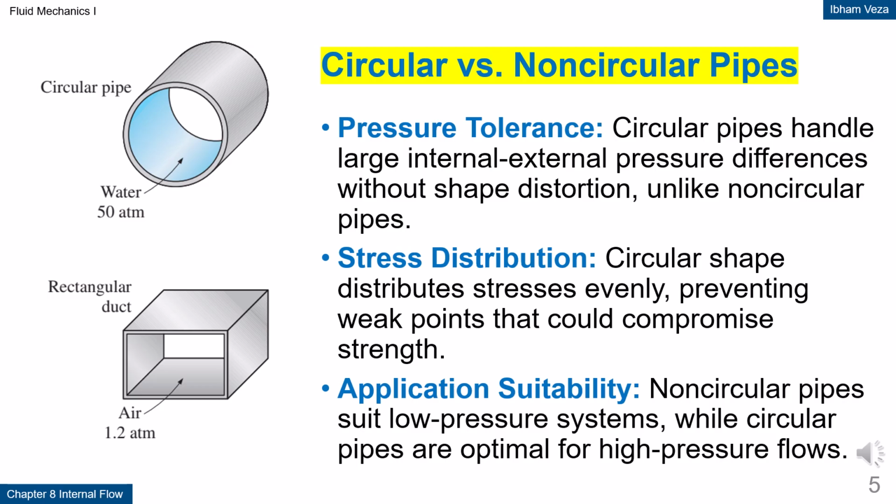Circular versus non-circular pipes. Circular pipes can withstand large pressure differences without shape distortion. Stress distribution in a circular cross-section is also more uniform than in other shapes. This makes circular pipes the main choice for high-pressure systems. In contrast, non-circular ducts are usually used in low-pressure systems, such as air ducts. The choice of cross-sectional shape strongly affects system strength and reliability.